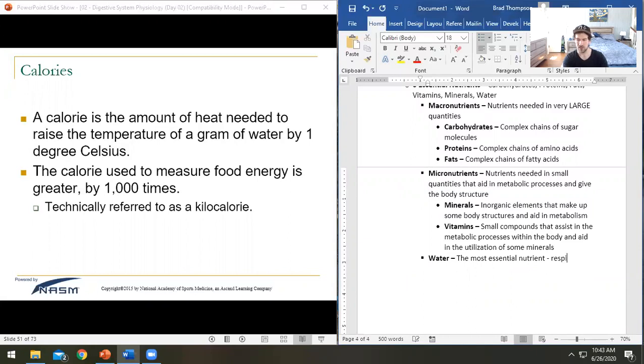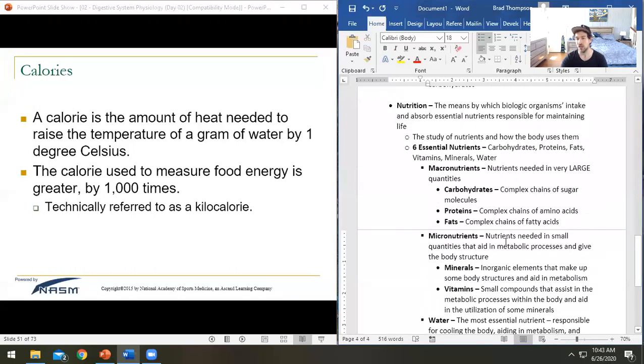It is responsible for cooling the body, aiding in metabolism, and providing the movement of materials throughout the body. Okay, so you also are able to move things around thanks to water that can carry nutrients from point A to point B. So those are your 6 essential nutrients: carbs, proteins, fats, vitamins, minerals, and water.